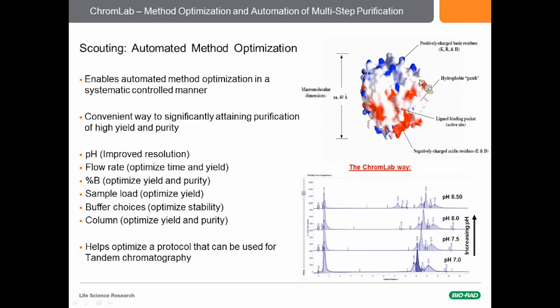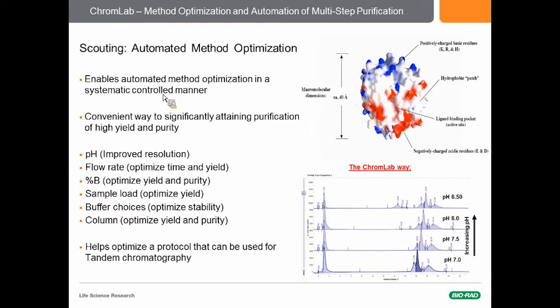Now, what is scouting? Biomolecules differ in their charge, hydrophobicity, solubility, reactivity, and intermolecular interactions. And small changes in column chemistry, pH, buffer composition, and other factors can influence the quality of separation in a purification procedure. Now, these factors must be adjusted to produce the most efficient purification strategy. And in ChromLab, we have a scouting tool that enables automated method optimization in a systematic, controlled manner.